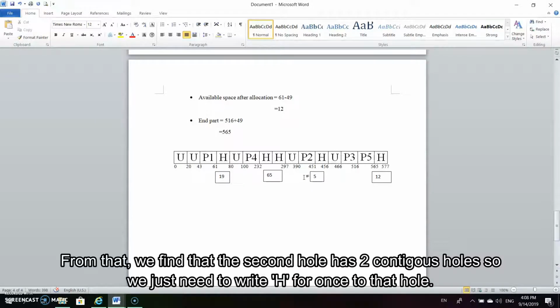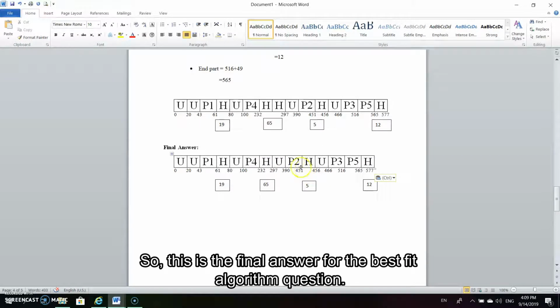From that, we find that the second hole has two contiguous holes, so we just need to write hash for once to that hole. So this is the final answer for the best fit algorithm questions.